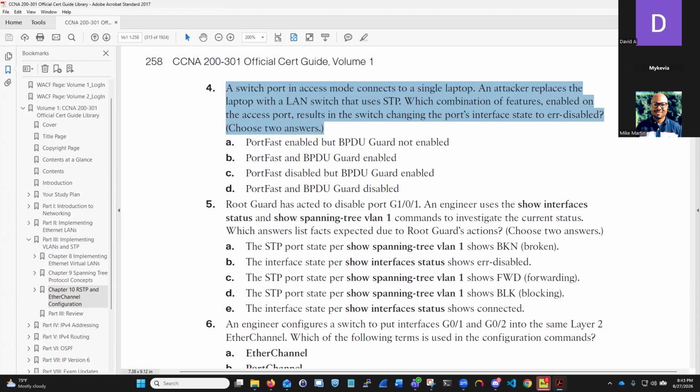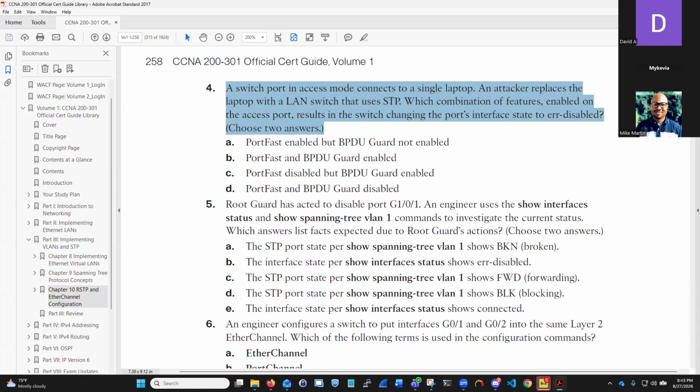What is port fast doing? Port fast, what it does to the STP convergence process, it is removing two steps, listening and learning, so that a host can immediately go to forwarding from blocking. Okay. BPDU guard, what is that doing?